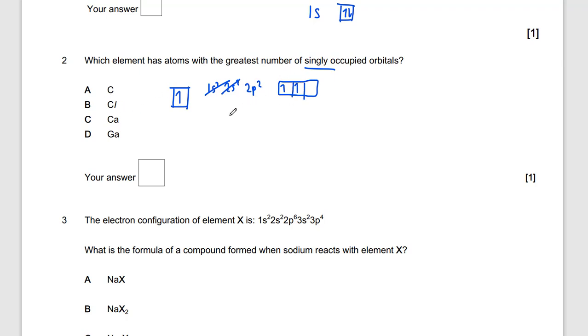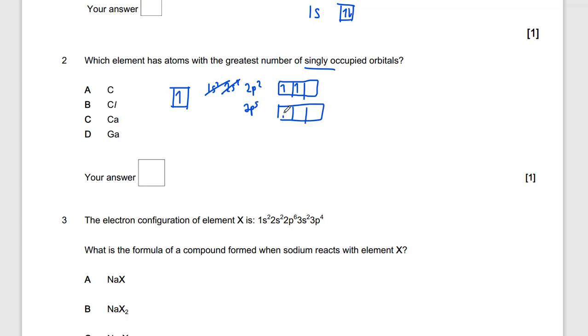Go to chlorine, same idea. Chlorine is 1s2, 2s2, 2p6, 3s2, 3p5. Do we need to draw all of that? No, because everything before 3p is irrelevant because it's full. The outermost subshell is 3p5. Now, if you draw 3p5, again, you will get something that looks like this.